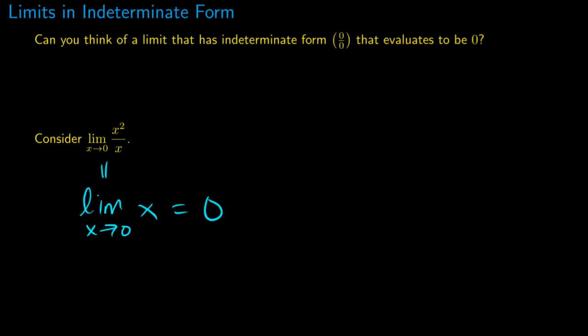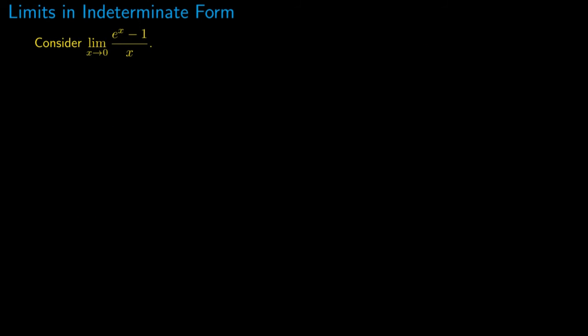So let's consider something a little more difficult. For this example, we have the limit as x approaches 0 of (e to the x minus 1) over x, and in our previous examples, we were able to do some fancy cancellations using algebra, but here, that's not the case. And with some help from a mathematician named L'Hopital, we're going to actually be able to see that this limit evaluates to be 1.